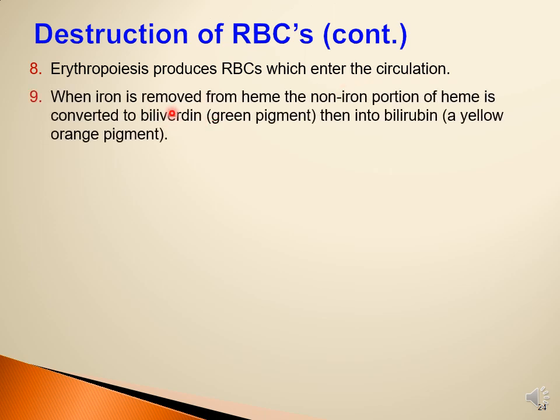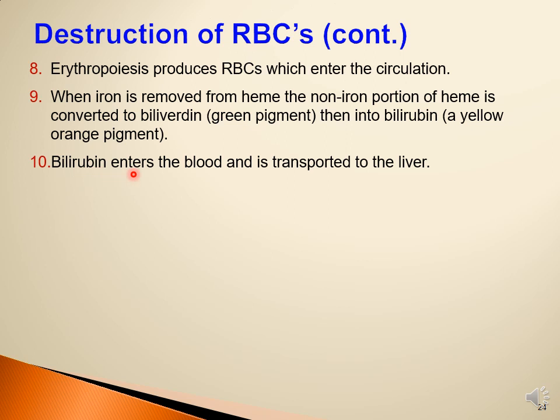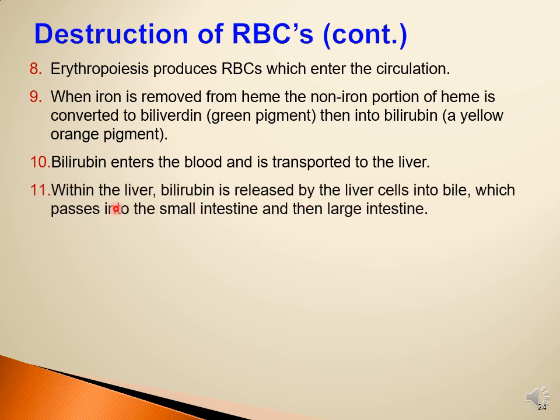When iron is removed from the heme, the non-iron portion of the heme ring is converted to biliverdin, which is a green pigment, and then into bilirubin, which is a yellow-orange pigment. Bilirubin will enter the blood and is transported to the liver, as I said, bound to albumin. Bilirubin cannot be transported free in the blood. Within the liver, bilirubin is released by the liver cells into the bile, which passes into the small intestine and then finally the large intestine.